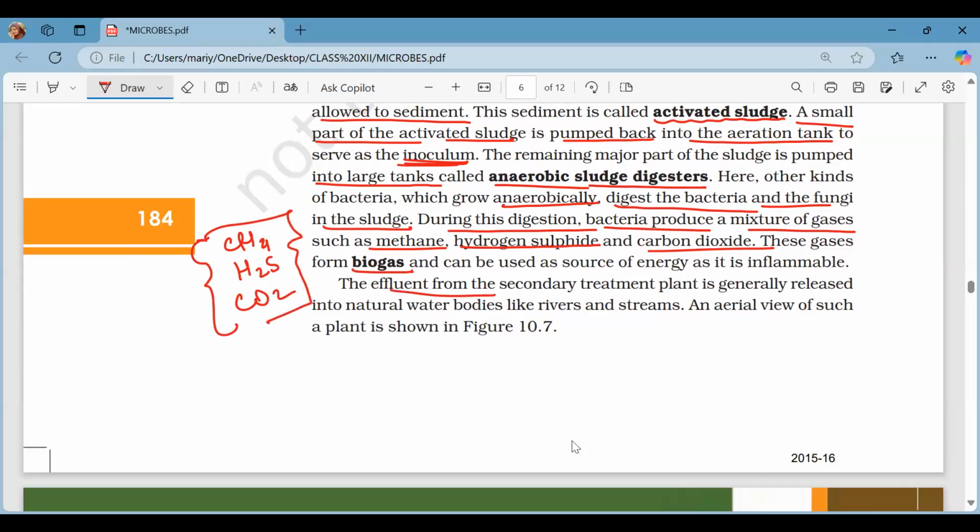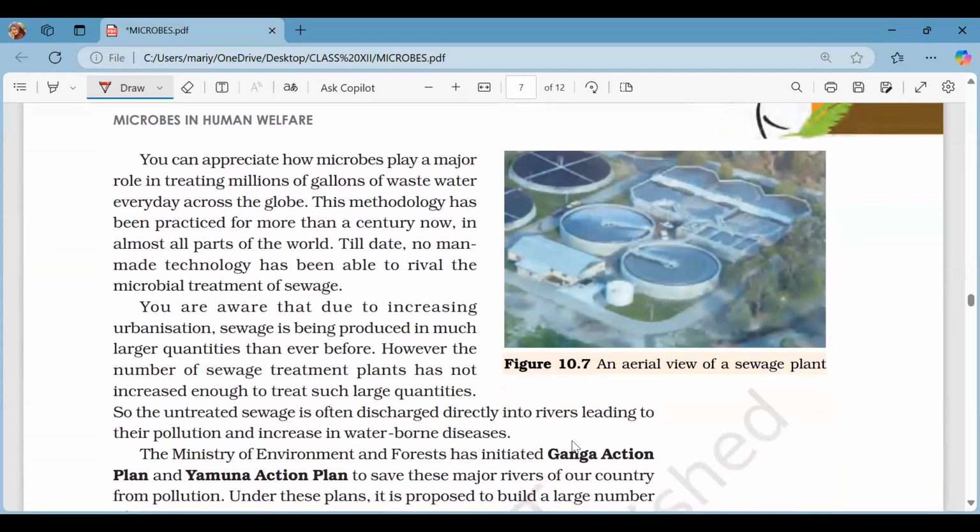The effluent from the secondary treatment is generally released into the natural water body, like rivers and streams, because now it is not harmful. Clear? So this is the picture of the sewage treatment plant. And this is good so as to reduce the water pollution. Now, if the sewage is more, then the best option to treat that sewage will be the sewage treatment plant.